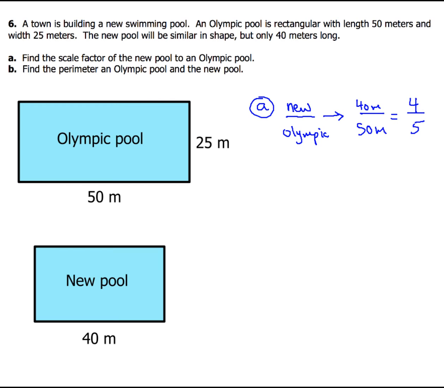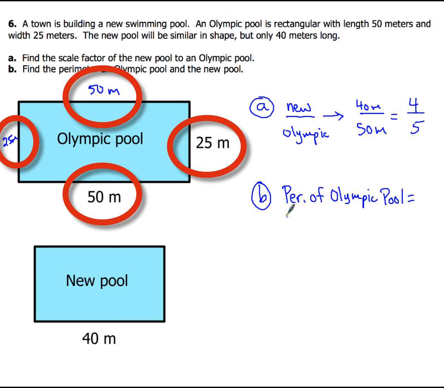Now for part B, when we take a look at that, part B says find the perimeter of an Olympic pool and a new pool. So the perimeter of my Olympic pool is going to be pretty easy for me to figure out, because I know my width is 25, so that means I'm going to have 25 meters on both sides, and I'm going to have a length of 50. So to find the perimeter, remember, that's where you're just going to add up all the distances around the outside. So I'm going to have 50 plus another 50 plus a 25 and then plus another 25. So when I add all of that up, I'll end up with a grand total of 150. Now don't forget the units, meters. So 150 meters is going to be the perimeter of my Olympic pool.